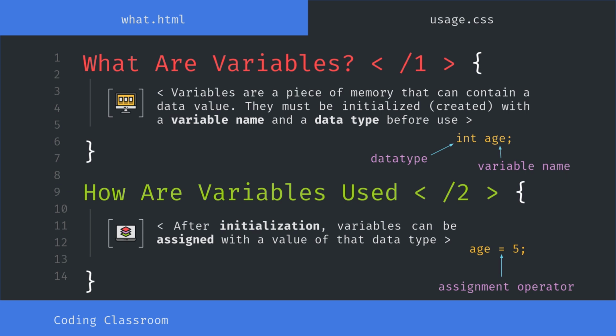To give it a value, we use an assignment operator, age = 5. Now age holds the value of 5. We've declared the variable and assigned it a value. Remember, a variable must always be initialized before you can use it in Java. Without this step, your code won't work.